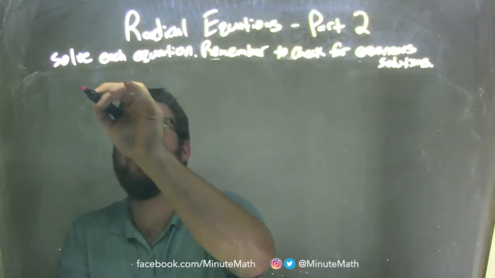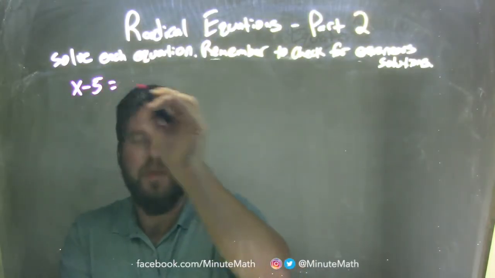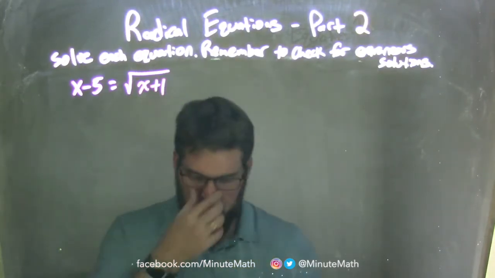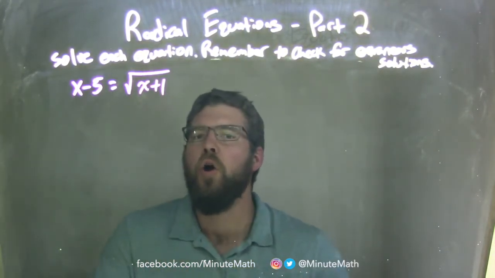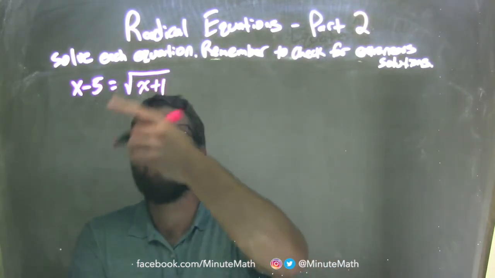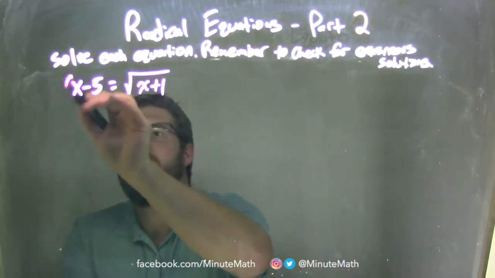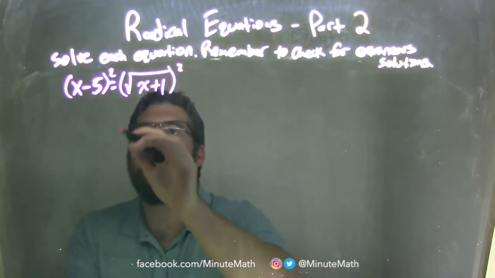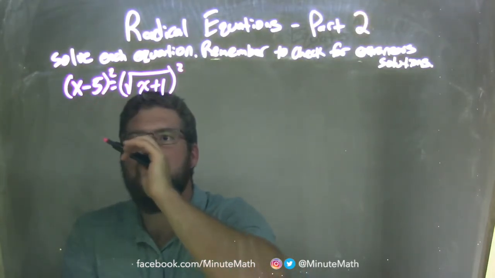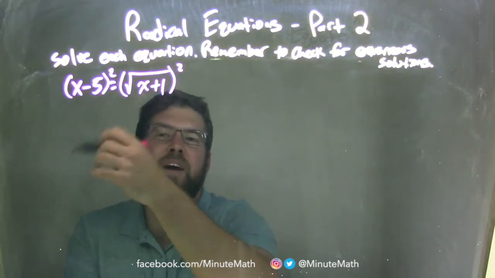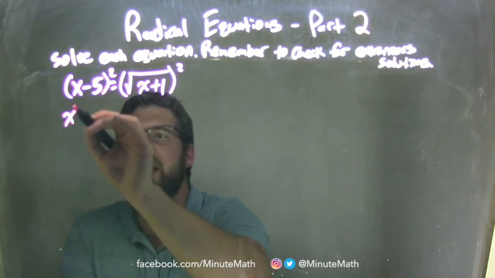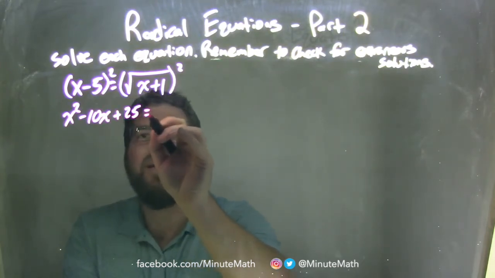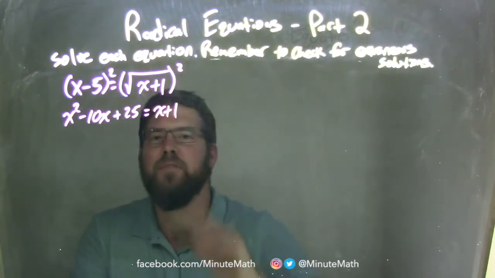x minus 5 equals the square root of x plus 1. Okay? Well, the square root's already isolated, so I'm going to square both sides to eliminate that square root. By squaring both sides, on the left-hand side, I need to multiply that out. That's (x minus 5) times (x minus 5). That comes out to be x squared minus 10x plus 25 equals x plus 1, which is left here.